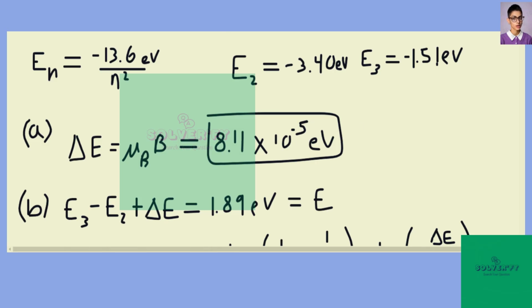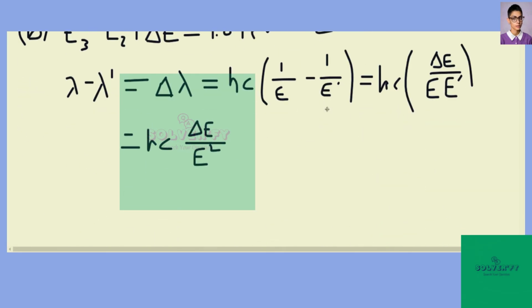I wrote 10 to the minus 4, so this is supposed to be 10 to the minus 5. Some of you might have caught that mistake. So 8.1 times 10 to the minus 5. So this delta E value is the delta E value that we're using, and the E value we just calculated above is the E value we're using. And of course, H and C are just Planck's constant and the speed of light.